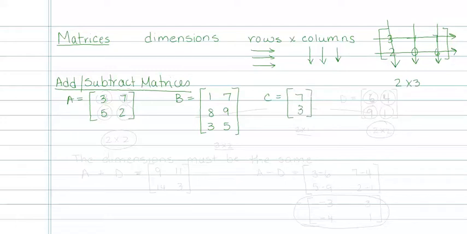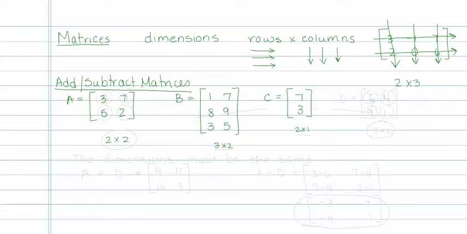And all of these matrices have different dimensions. If you consider the dimensions, this one has 2 rows and 2 columns, so this dimension is a 2 by 2. This one has 3 rows and 2 columns, so it's a 3 by 2. And this one has 2 rows but only 1 column, so it would be a 2 by 1. And that would be the dimensions of those matrices.